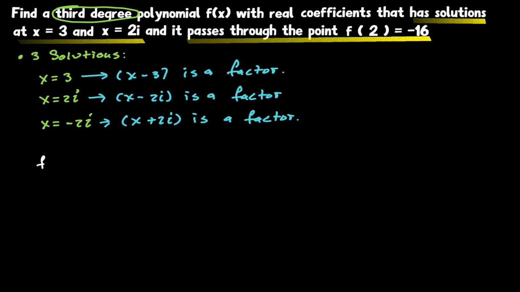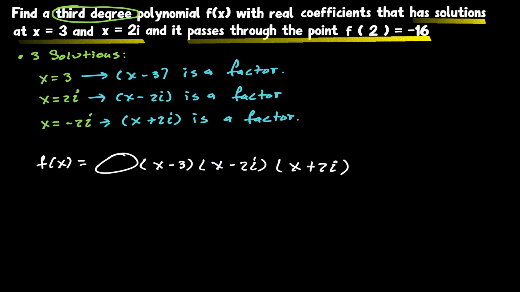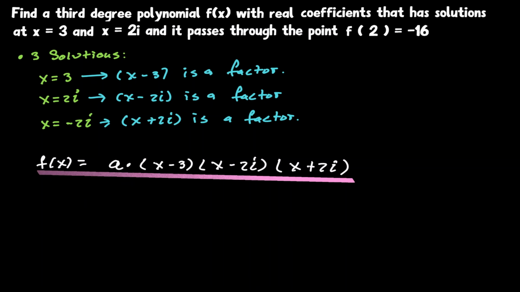We can say that this polynomial f of x can be written as x minus 3 times x minus 2i times x plus 2i. We do not know what the leading coefficient is, so let me place an a on it. With this result, we have fulfilled one of the conditions. We are going to guarantee that this function f of x has solutions at 3 and at the value of 2i. Now let's think of the second condition.